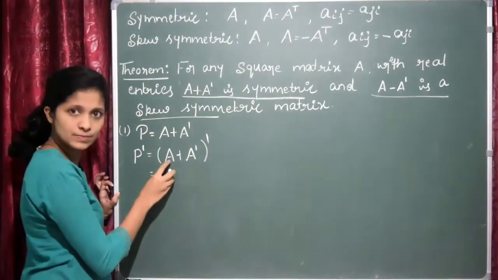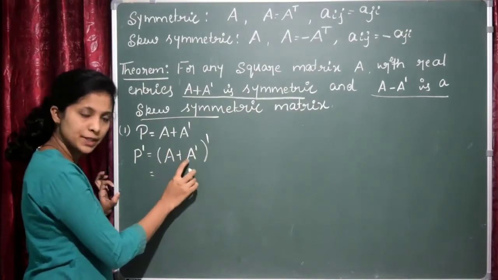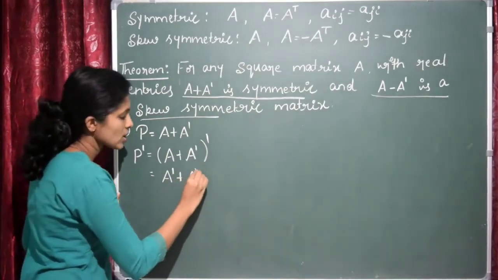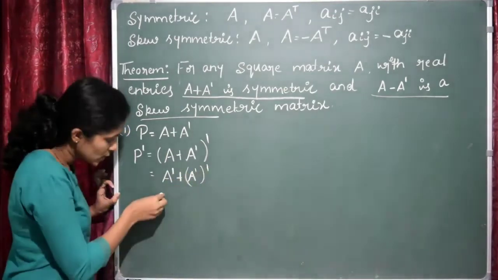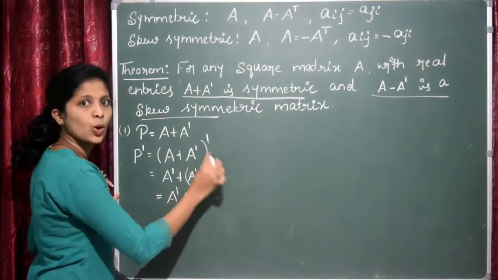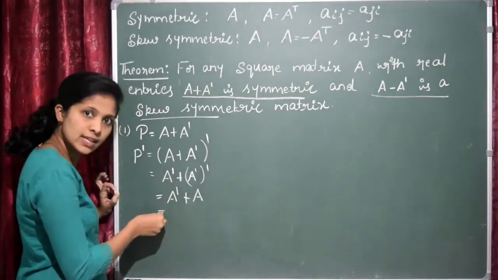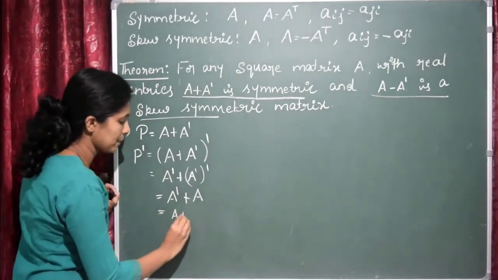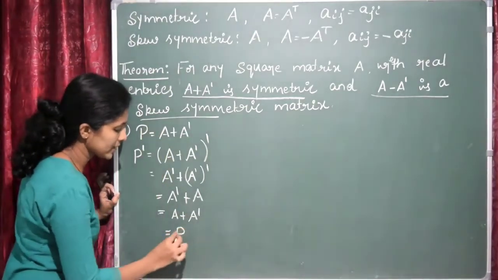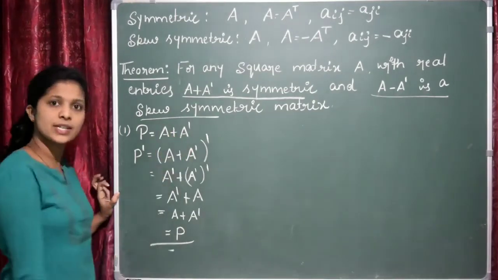Now you know that A plus B whole dash will be equal to A dash plus B dash. By that we can write this as A dash plus A dash whole dash. So this is equal to A dash as it is plus A transpose whole transpose. It will be equal to A, and again matrix addition is commutative, so I can write this as A plus A dash. What is A plus A dash? It will be equal to P. By this we have proved that P dash is equal to P. So A plus A dash is symmetric.